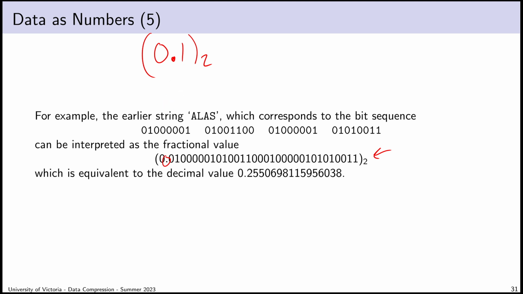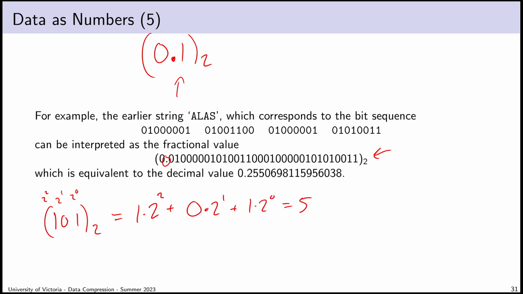The next clarification is, what do I do with this? What does this actually mean? So remember that if I look at an integer value in base 2, what I'm actually looking at is powers of 2. Each position represents a different power of 2 counting up from the right. So 101 in base 2 is 1 times 2 squared plus 0 times 2 to the 1 plus 1 times 2 to the 0, which of course equals 5.